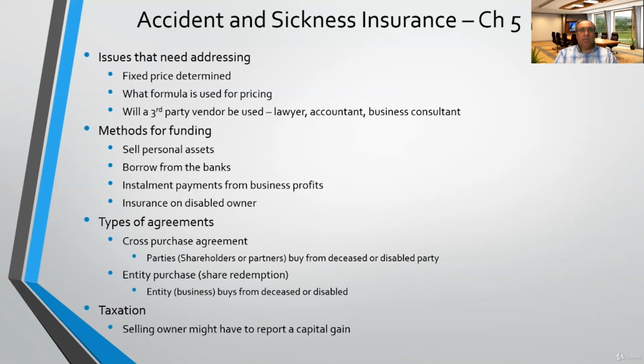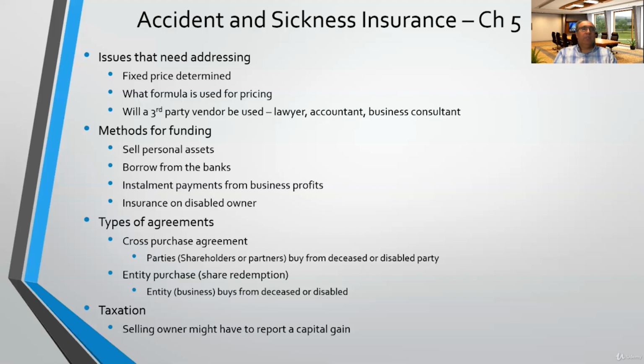For the buy-sell agreements, there are 2 types of agreements. One is a cross-purchase and another is entity purchase. With the cross-purchase, you have 2 parties, the 2 shareholders. They are going to buy from the deceased or disabled party. Both shareholders each contribute towards the insurance policy, and whichever becomes disabled first, the other will get the payment from the insurance. That is a cross-purchase agreement.